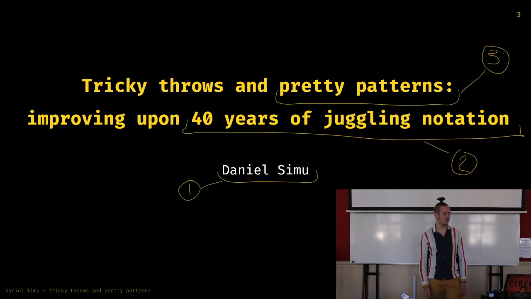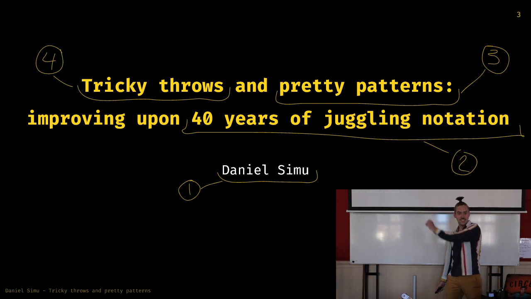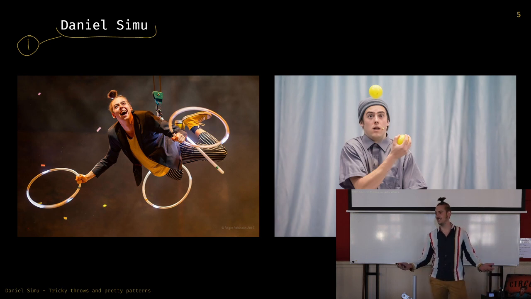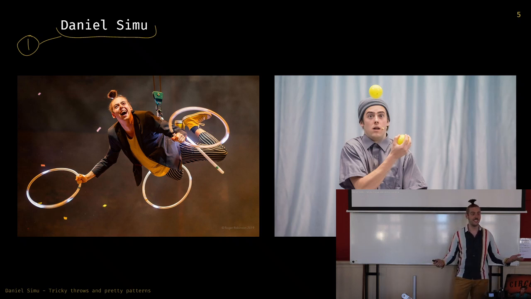And I'm going to guide you through this title backwards, starting with one of my favorite topics, which is me. So my name is Daniel, and as all of you here know, I am a professional juggler and I have a bachelor's degree in circus arts. And for a very long time I've had a fascination about juggling notation.